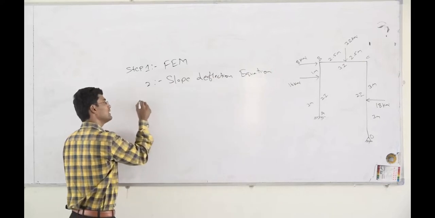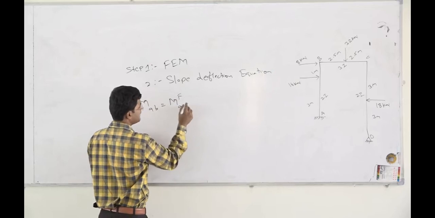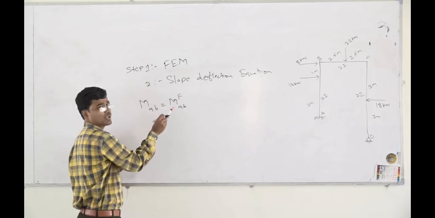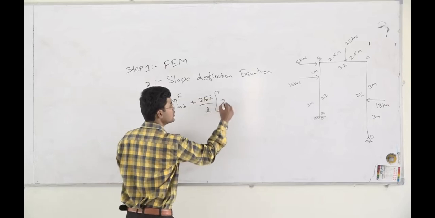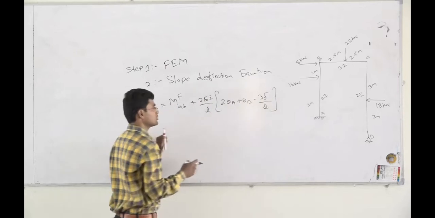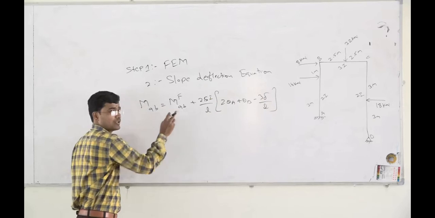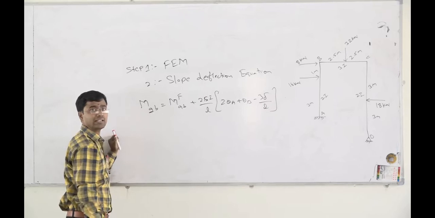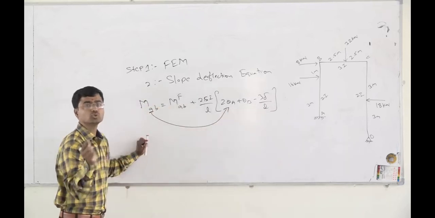I write MAB, which is equal to MFAB. This MFAB you will be getting from the first step. MAB is equal to the fixed end moment MFAB plus 2EI by L into 2 theta A plus theta B minus 3 delta upon L. Now one thing you have to remember: whenever you start with MAB, whatever letter you read first, A, that letter will have twice theta. So you have to do 2 times theta.